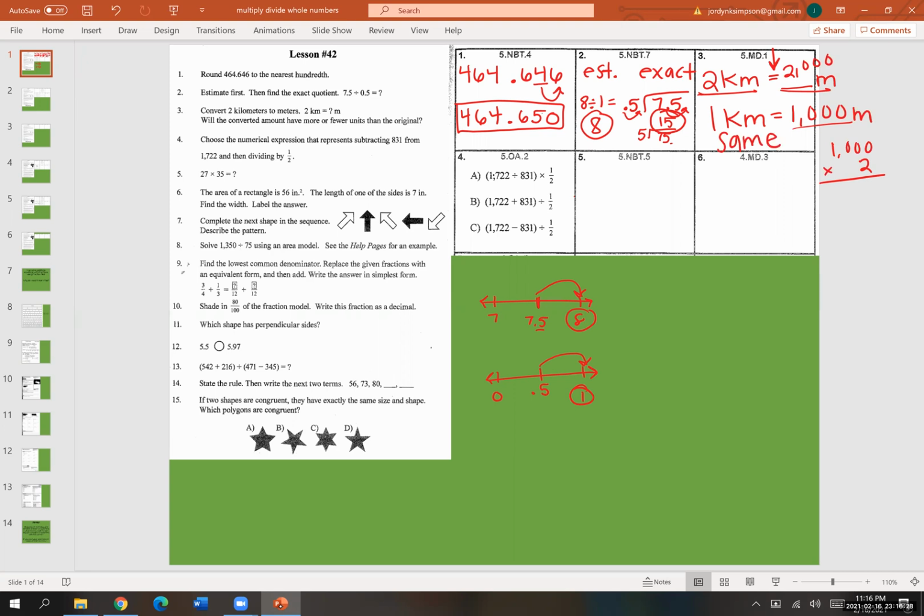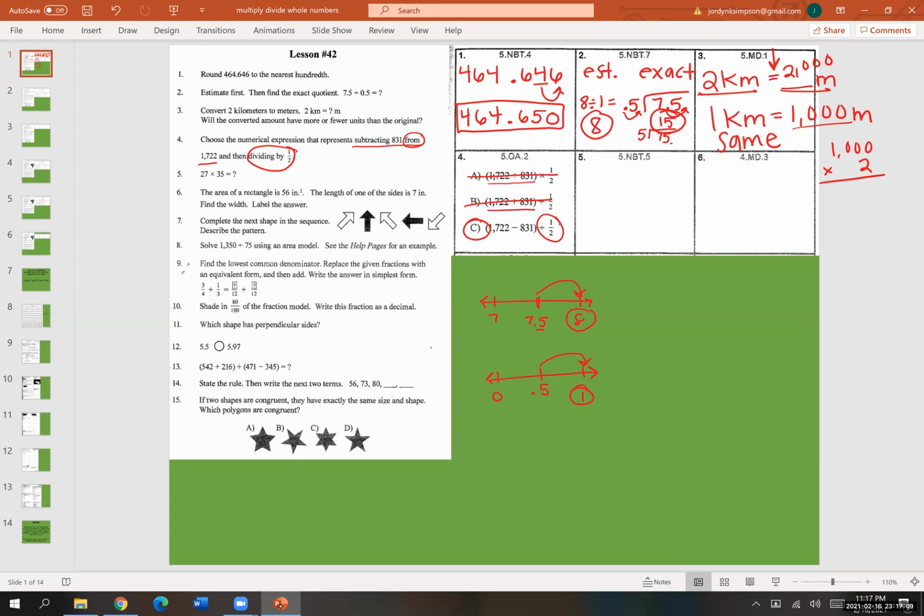All right, for number 4, choose the numerical expression that represents subtracting 831 from 1,722 and then dividing by 1/2. So when you are doing this, let's first look at subtracting 831 from the 1,722. Does A subtract those? It's not, so mark it out. B, is that subtracting those two? It's not, mark it out. C is subtracting. Now let's double check and make sure the wording goes with this, dividing by 1/2. It does, dividing by 1/2. So C would be your correct answer.